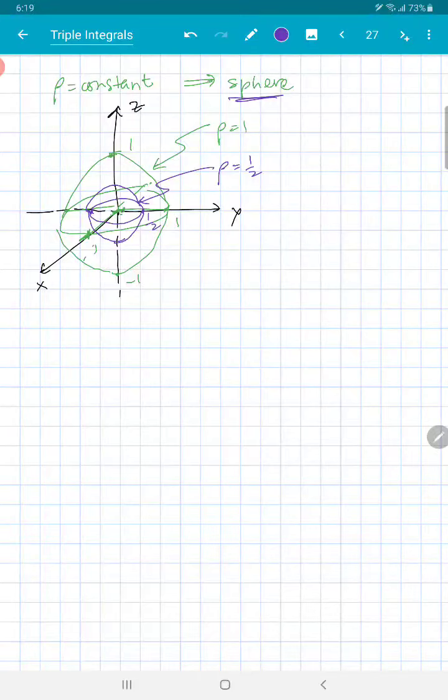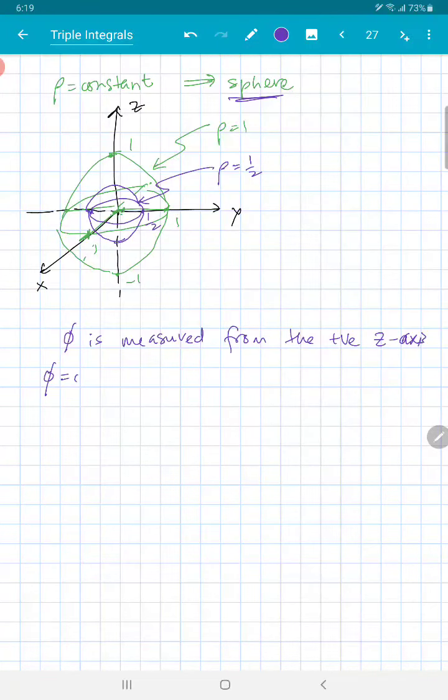How do you measure phi? Phi is measured from the positive z-axis. So if phi is a constant, what you have is really a cone.